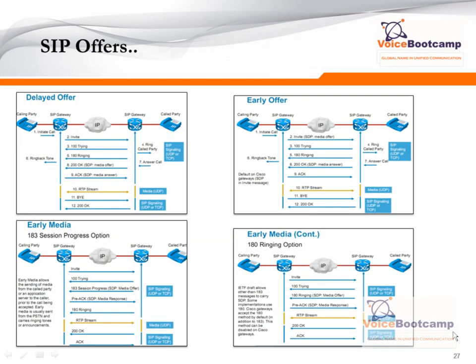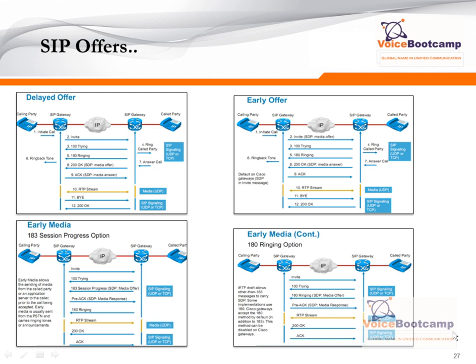SIP has various offers, which happen before the call is established. Now think about offers like a capability negotiation. Gateway A and Gateway B. Gateway A wants to send calls to Gateway B. Before the call is established, both sides will negotiate capability. So what happens is the originating gateway waits for the destination gateway or the termination gateway to send its capability first.